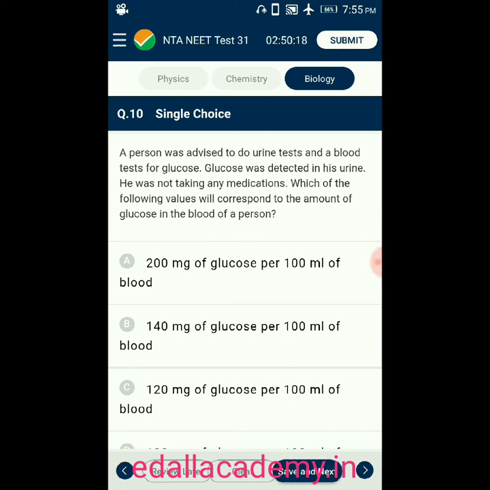The renal threshold of glucose is 160 to 180 milligrams per 100 ml of blood. If the blood values of glucose are below this level, the kidney will absorb all the glucose from the filtrate. If it rises beyond this value, glucose appears in urine. So the answer for this question is option A, 200 mg of glucose per 100 ml of blood.